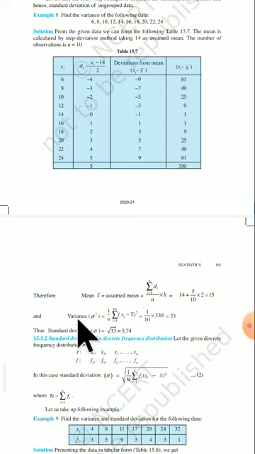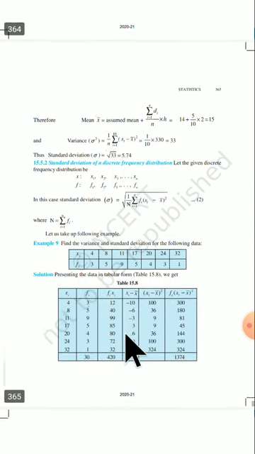So we will find the value of variance, that is 1 by n into the sum of xi minus x bar square, that is 1 by 10 into 330, which equals 33. By using this we can find the value of standard deviation, that is the square root of the variance. We will get 5.74.